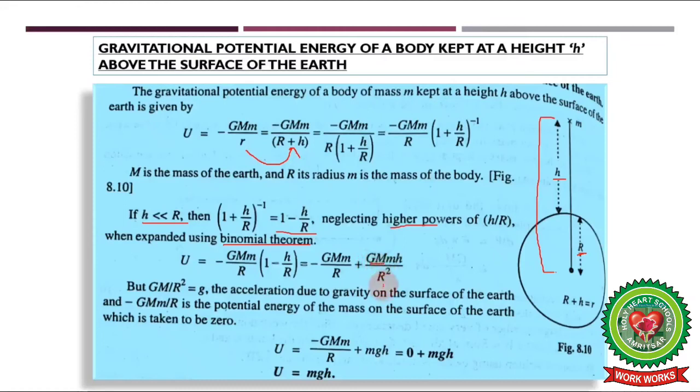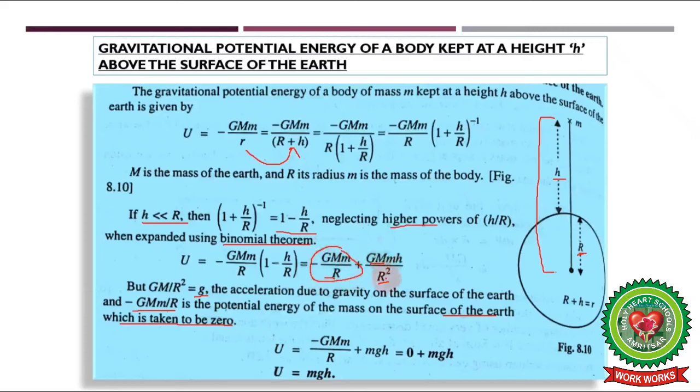Now if you remember, GM upon R square is equivalent to small g, which is acceleration due to gravity on the surface of Earth. And minus GMm upon R is the potential energy of the mass on the surface of Earth, which is taken to be 0. On the surface of Earth, we will consider that gravitational potential energy is 0. So we are going to take this whole value equal to 0.